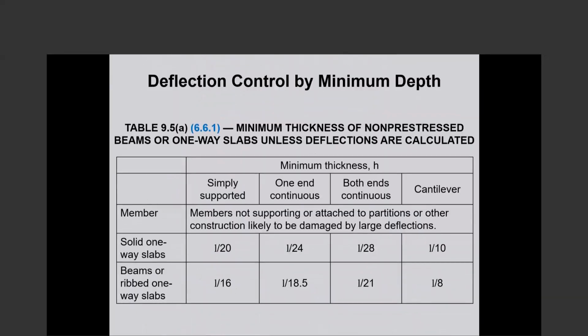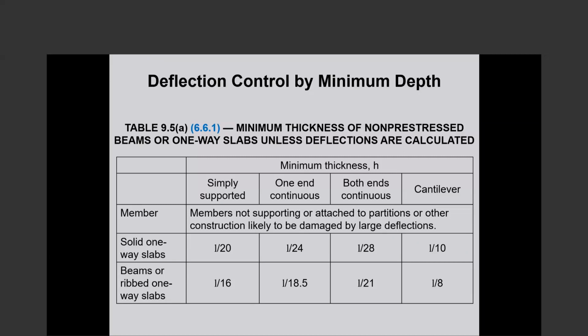The way ACI does it is if you provide the minimum thickness, then you shouldn't have deflection problems. Okay, there are no assurances, but that's kind of the implication. So if you provide a minimum thickness, you do not have to do deflection calculation or anything like that. And the minimum thicknesses are given by this Table 9.5A in ACI 318-66 and in BNBC 2020.